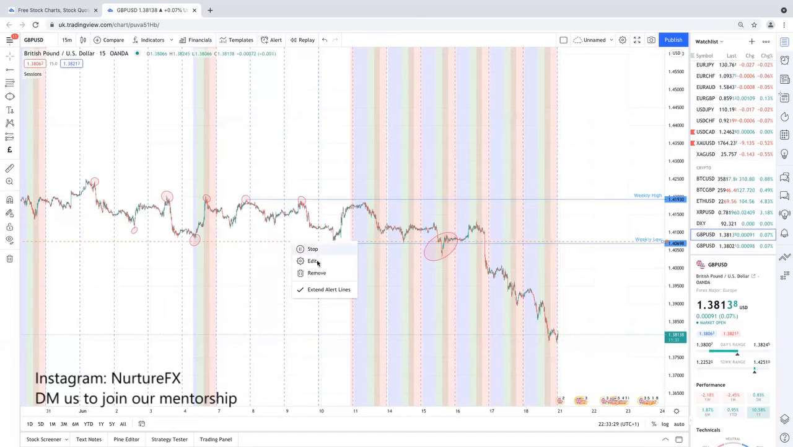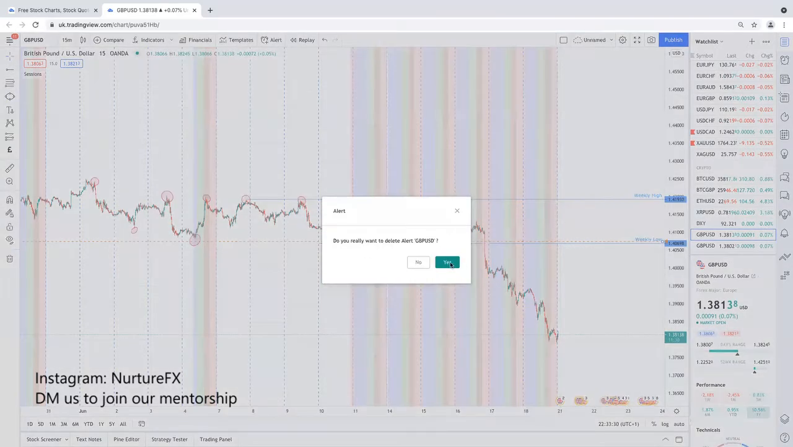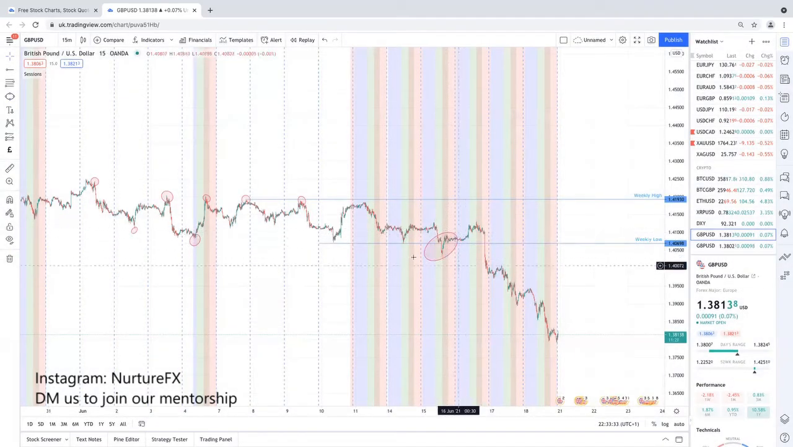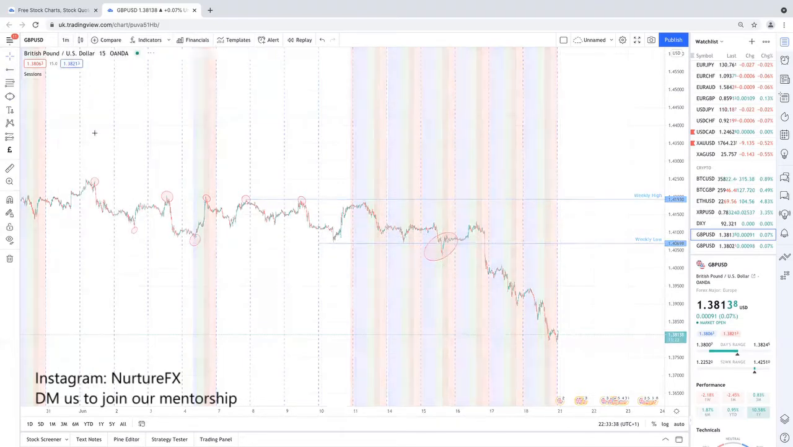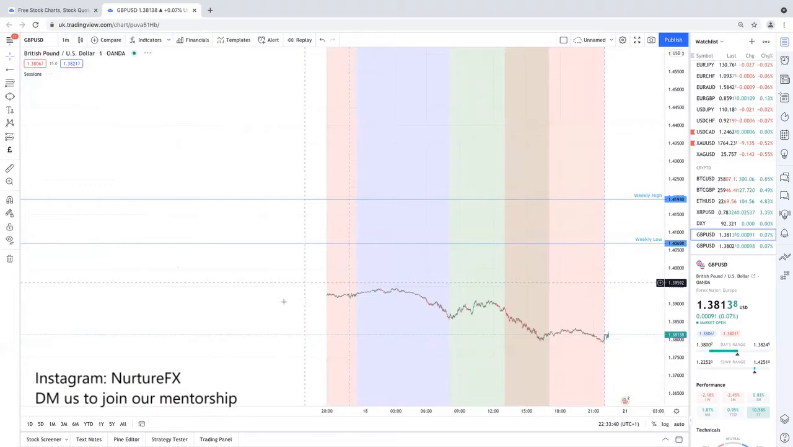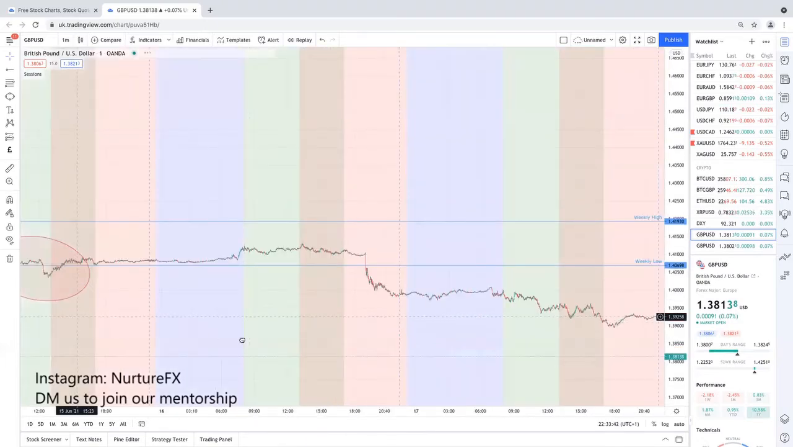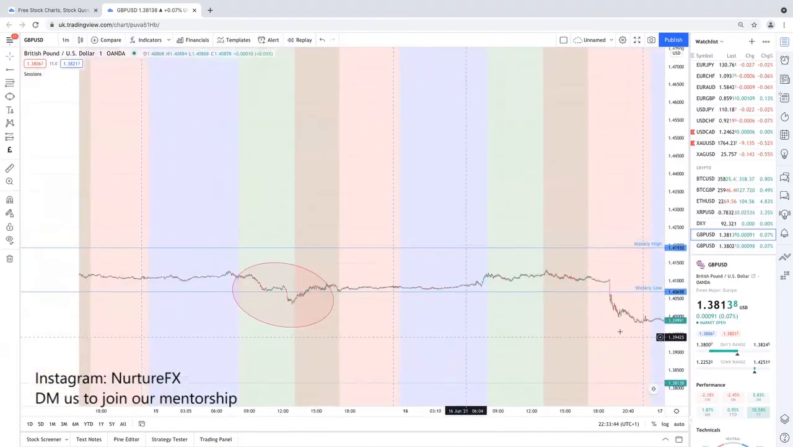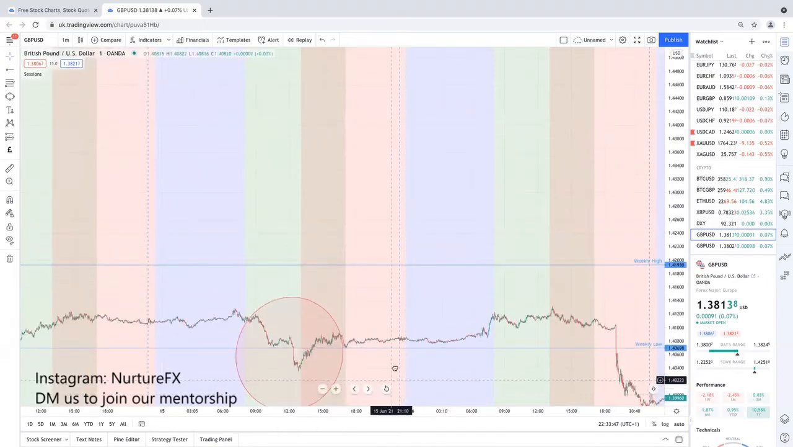Let me just remove that. Lovely. Okay, so we're going to zoom in now on this. This is where it's broken the low. So let's go down. I like to trade on the 1 minute. Some people prefer the 3 minute. I do the 1 minute purely because it lets me see things that you wouldn't necessarily see.